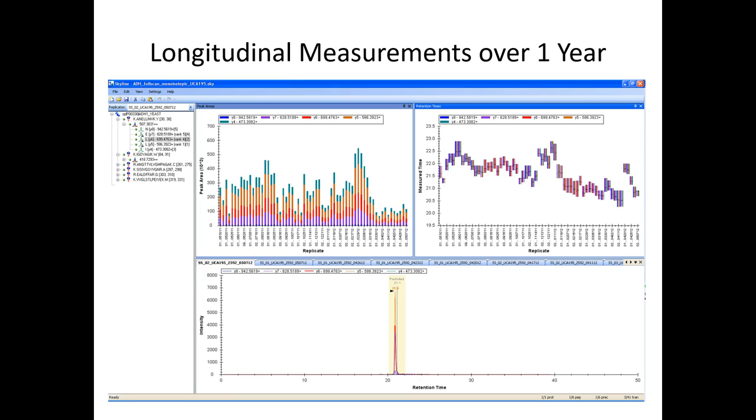So this is another example of what it looks like in Skyline. This is over 1 year, and here you can see there are some times where you're like, something not right was happening. I wouldn't necessarily say delete these from your data, but have an explanation of why this isn't behaving like these. And then you can look at retention time over that period of time too.